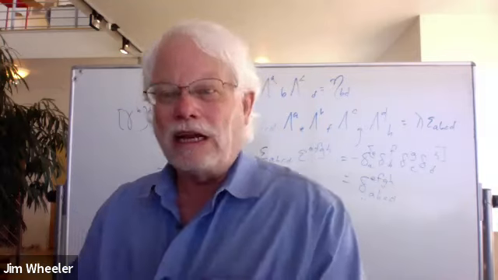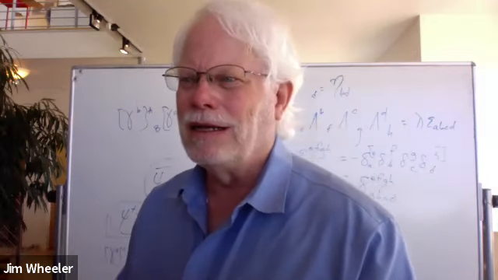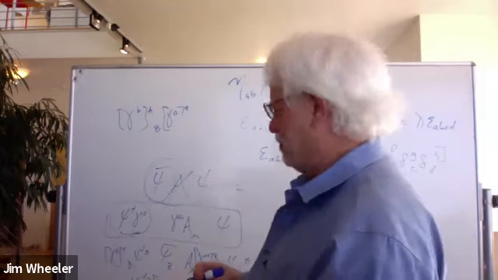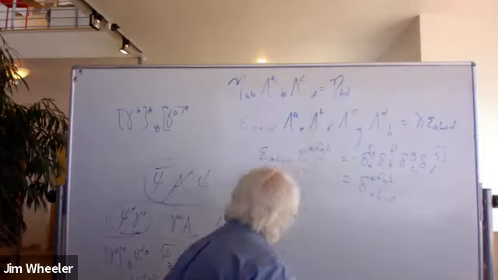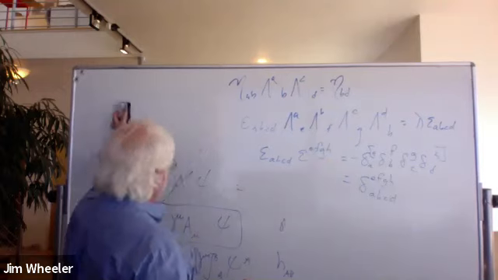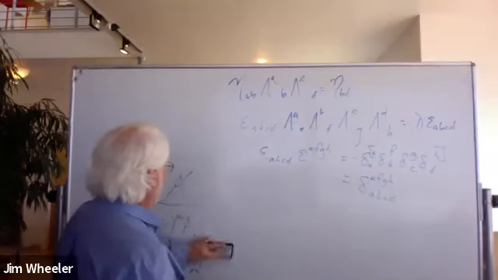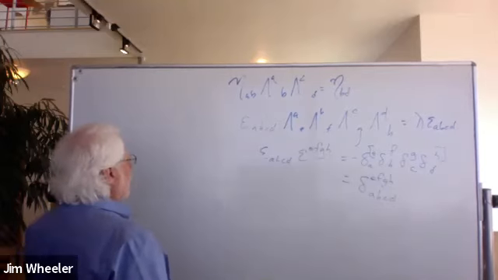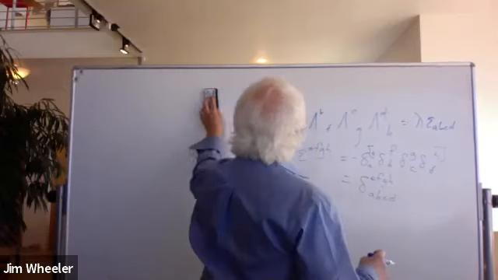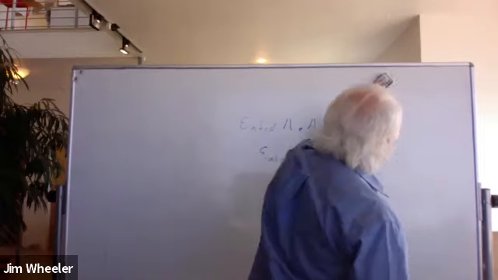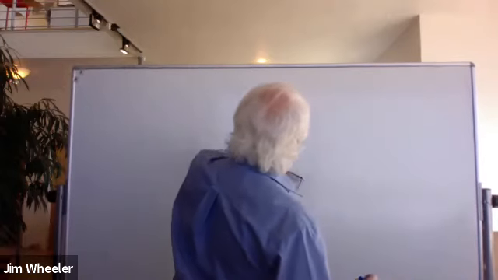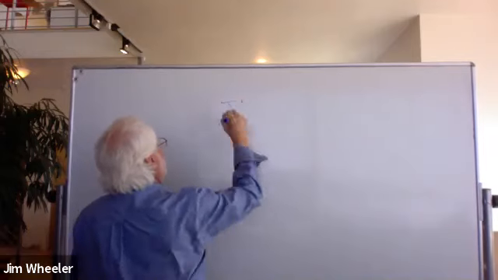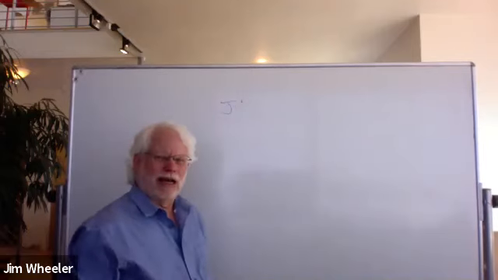So here's an example. Let's look at the generators of SO3. You can do it in SU2 as well, but SO3 is fine. So we've got these 3 anti-symmetric matrices, J sub i.